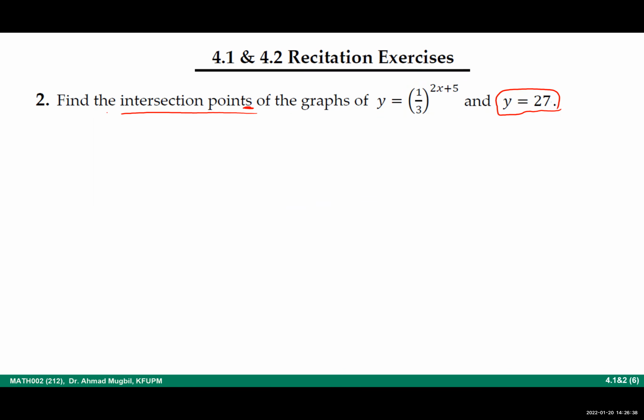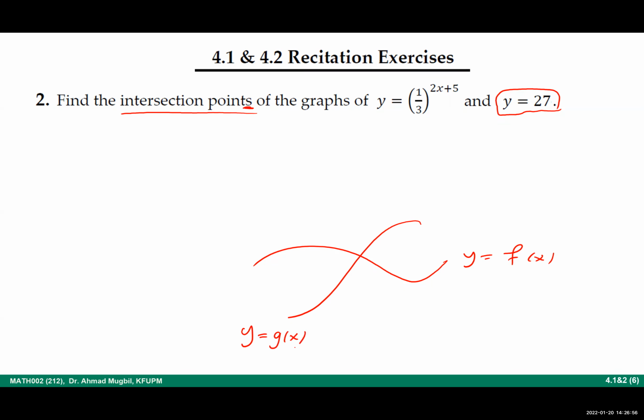Are you aware of this? How to find the intersection points between two graphs? You can do it geometrically or algebraically. Geometrically, if this is the graph of the function y equals f of x, and there is another function, let's say y equals g of x.